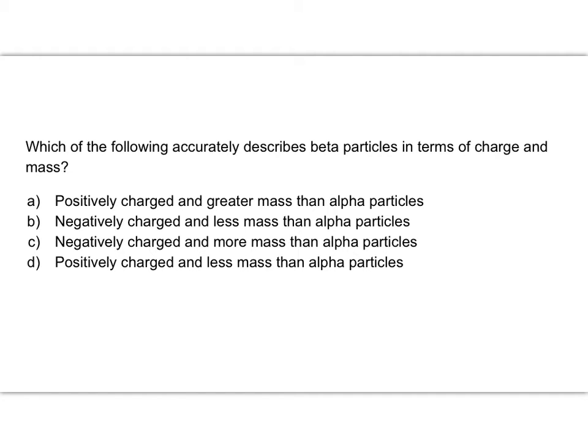And which of these describes correctly what a beta particle is in terms of its charge and mass? Well, as we just saw, it's a negative charge, so we can cross out the two that say positive. So now we have to look at the mass part of it. Well, beta particles have essentially no mass. They're an electron, very, very small in terms of their mass. Alpha particles are relatively large in terms of mass. So what we're looking for is a negative charge and less mass compared to alpha particles. So that's choice B.